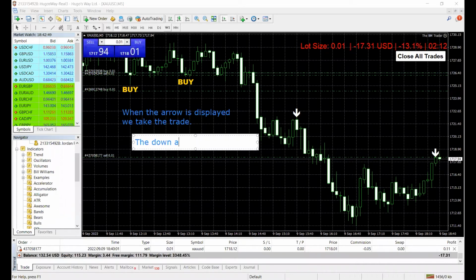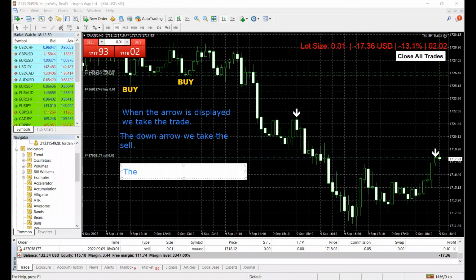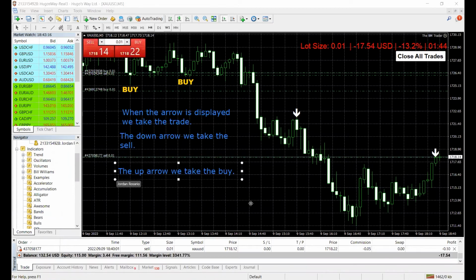The down arrow, we take the sell. The up arrow, we take the buy. Very simple rules. If the arrow is pointing down, we take the sell. And if the arrow points up, we take the buy. How simple is that? Now, I don't mean to be, what's the word I'm looking for? Patronizing, or I don't mean to make it sound so obvious, but yeah, that's basically the idea.